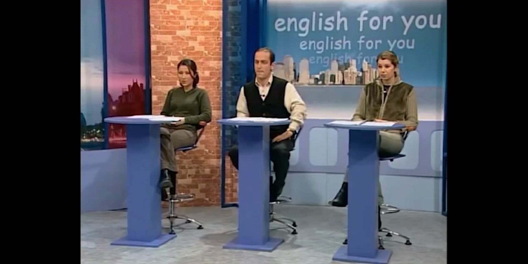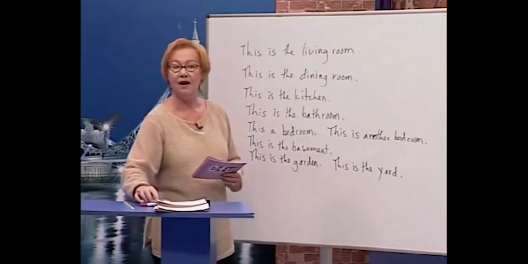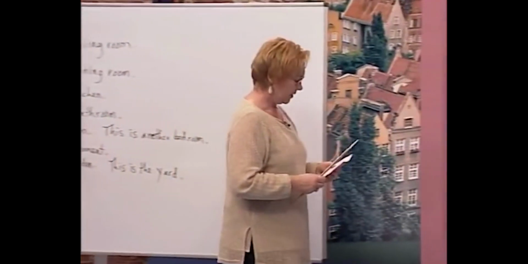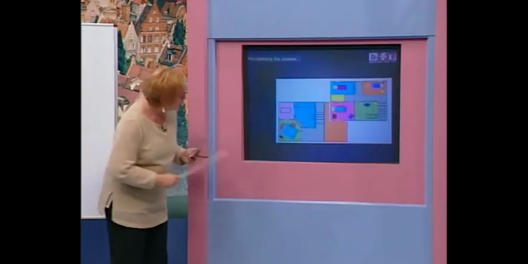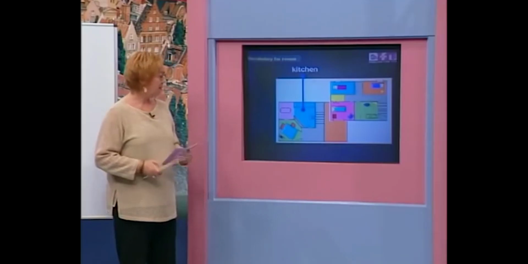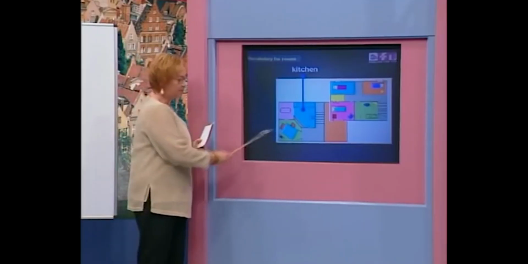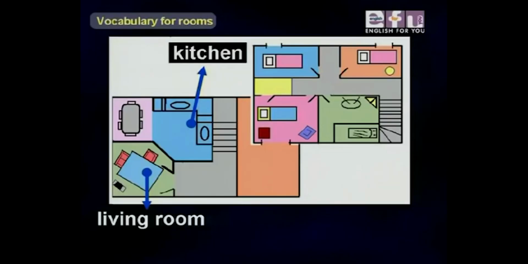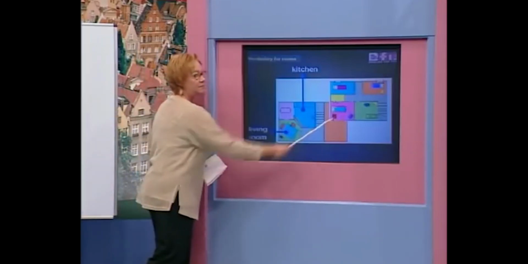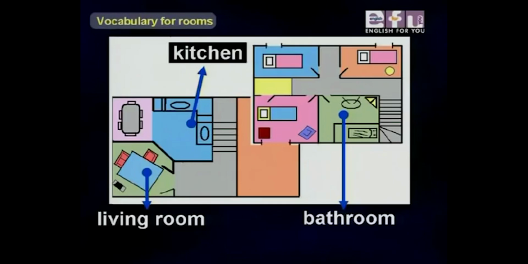Okay? Now, let's look at a house and see what the rooms are. Now, Susan, what is this room? It is the kitchen. Yes, it's the kitchen. Now, Isabel, what's this room? It's the living room. Yes, it's the living room. Now, Lee, what is this room? It's the bathroom. Yes, it's the bathroom.